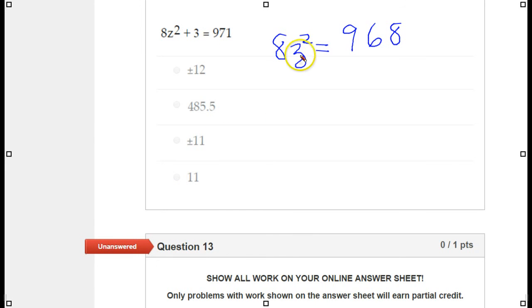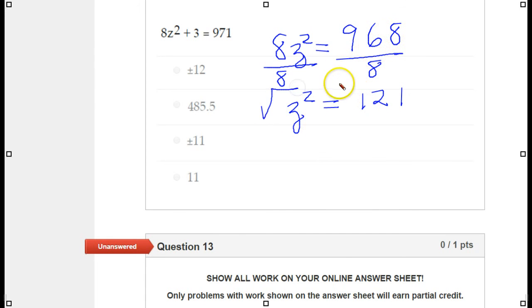So I'm going to use the square root property, in which I'm going to divide both sides by 8. And I get z squared equals 121. Now, I've done this in my calculator already. And now I take the square root of this side, plus or minus the square root of this side. I get z equals plus or minus 11.